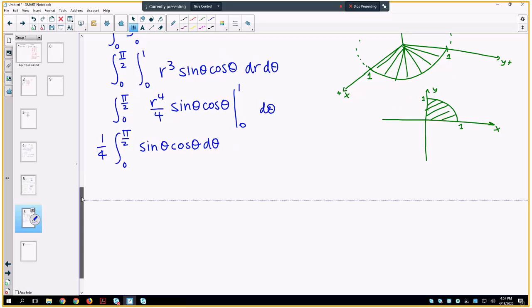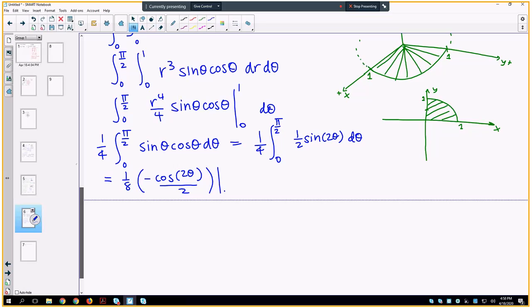So let's say this is 1/4, integration 0 to pi over 2. I'm just going to say it's 1/2 sine 2 theta so that I don't have to worry about switching my bounds. Although as you saw when I did the u substitution, that's not bad either. It's actually pretty simple. So this becomes 1/8 times minus cosine 2 theta over 2. The antiderivative of sine 2 theta is minus cosine of 2 theta over 2, evaluated between 0 and pi over 2.